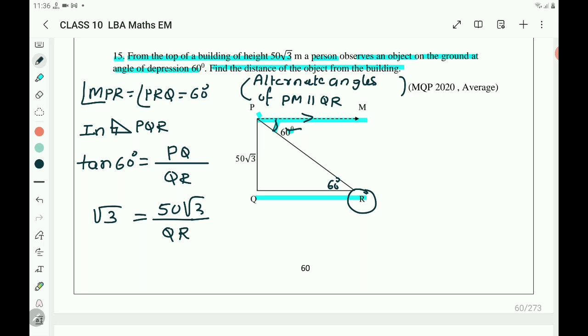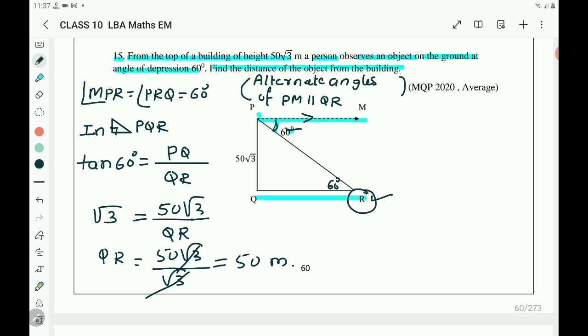Then you interchange root 3 and QR because we have to find out QR. Here transfer this root 3 to the RHS and QR to the LHS to find the value of QR. Right, QR is equals to 50 root 3 by root 3. Root 3 cancels, equals what? 50 meter.